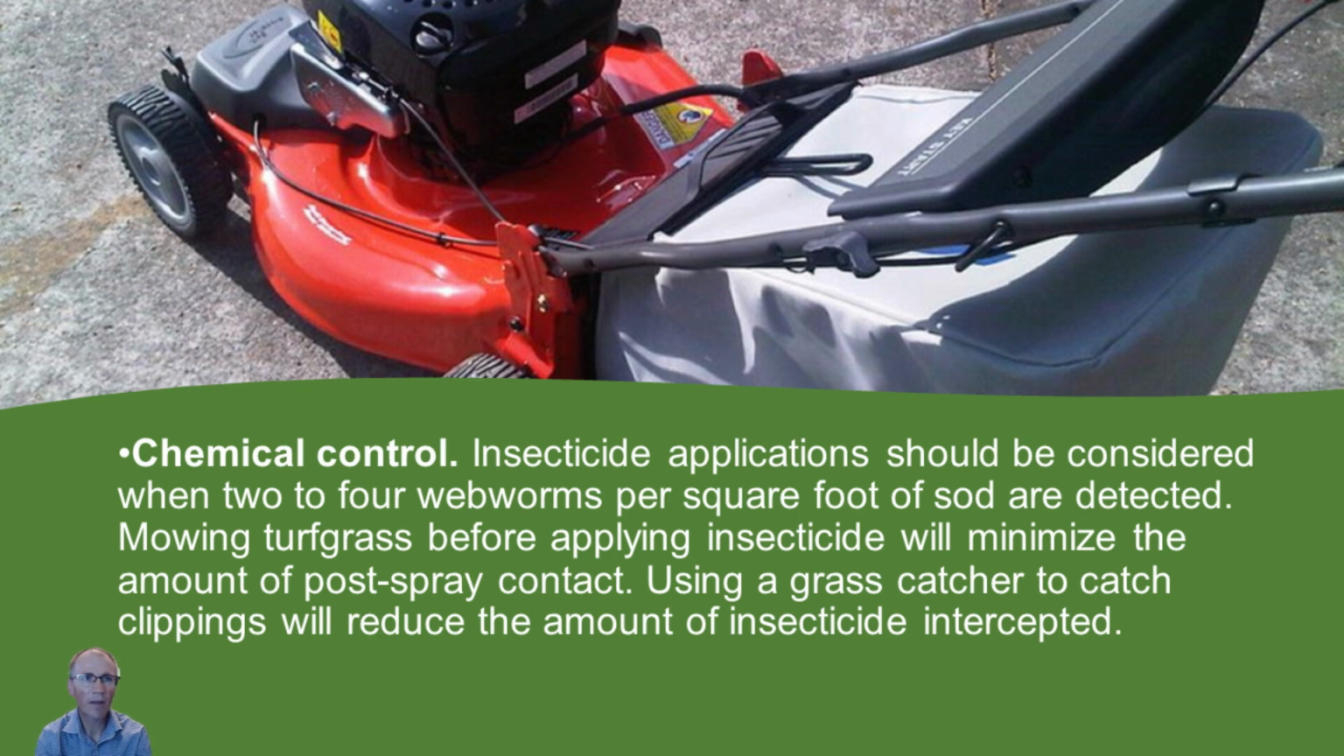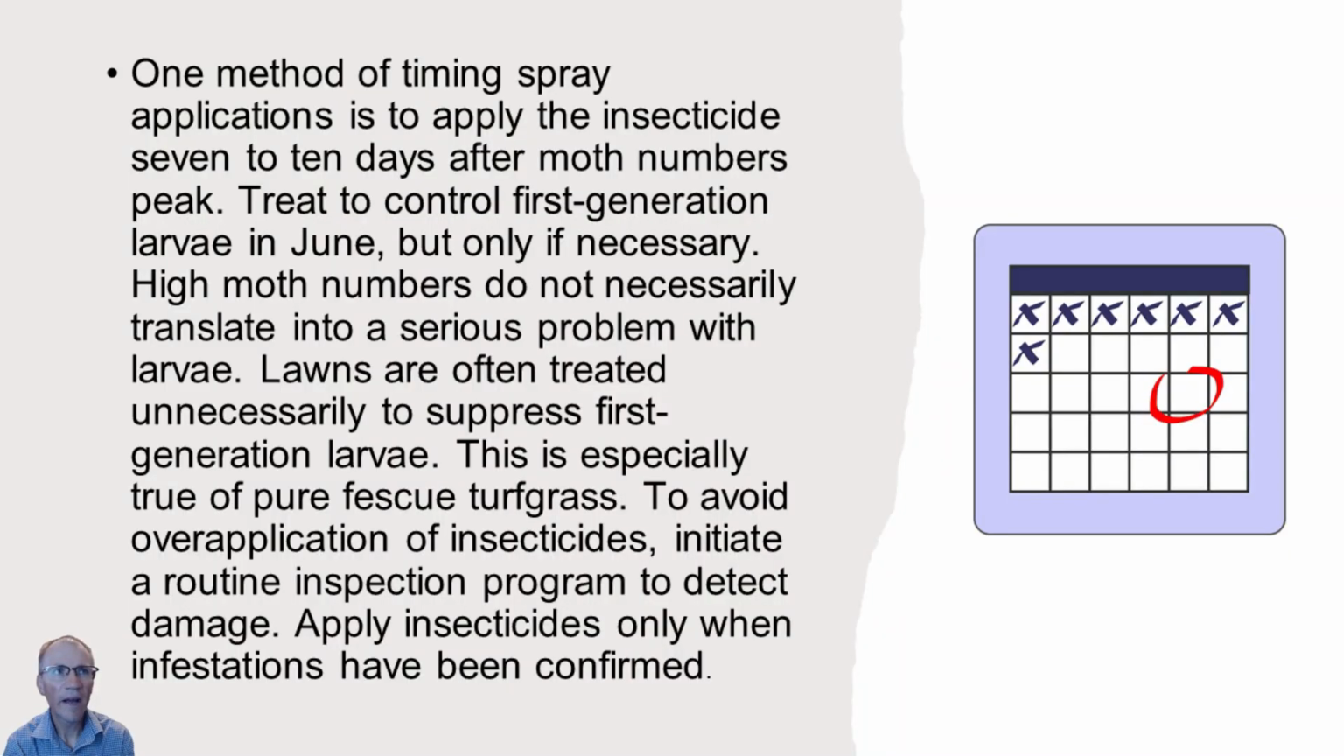Mowing turfgrass before applying insecticide will minimize the amount of post-spray contact. Using a grass catcher to catch clippings will reduce the amount of insecticide intercepted. One method of timing spray applications is to apply the insecticide 7 to 10 days after moth numbers peak. Treat to control first-generation larvae in June, but only if necessary. High moth numbers do not necessarily translate into a serious problem with larvae. Lawns are often treated unnecessarily to suppress first-generation larvae. This is especially true of pure fescue turfgrass.